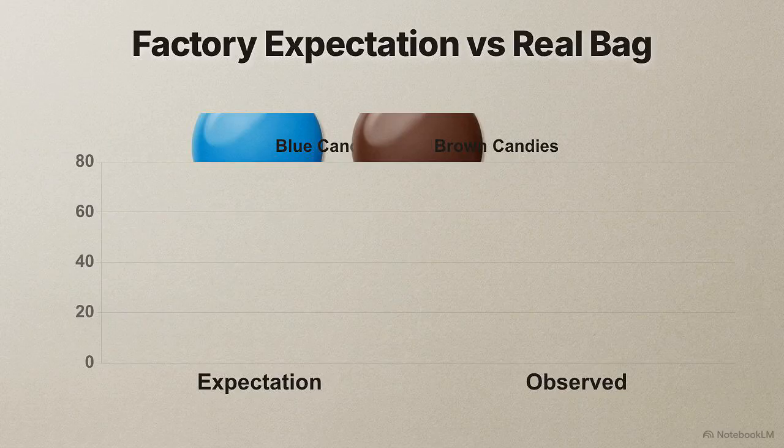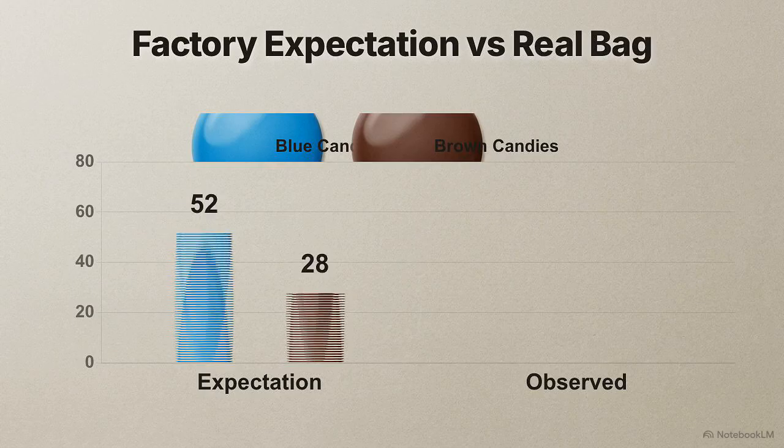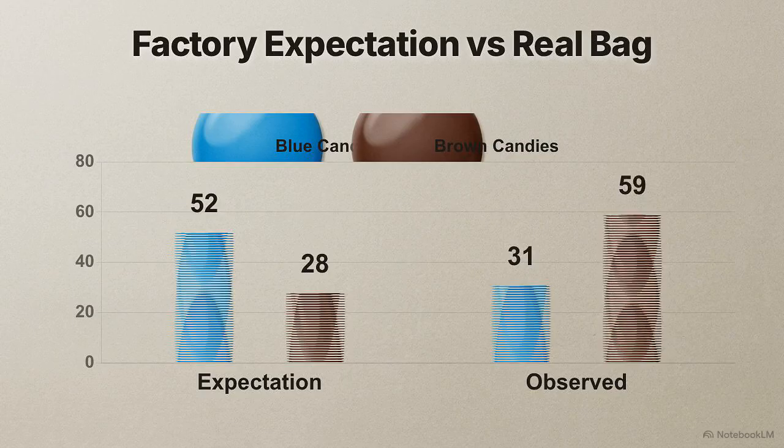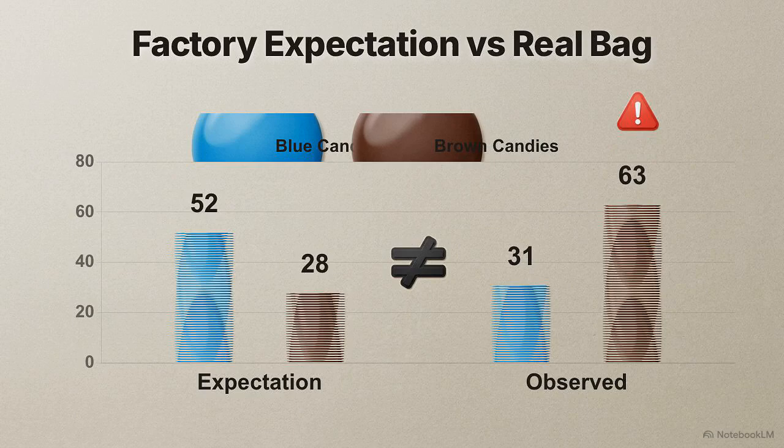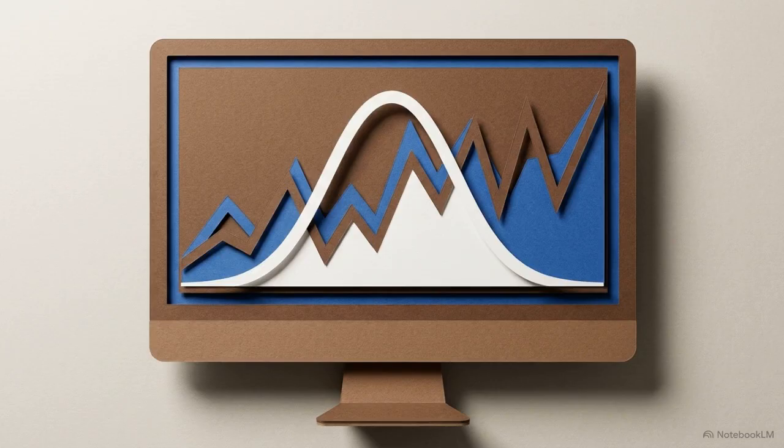Now we have a clear conflict between the perfect ratios we were promised and the uneven bag we observed in real life. Let's put our factory expectation on the left and our observed reality on the right. A bag this size should have 52 blue and 28 brown candies, but our real bag gave us only 31 blue and a massive 63 brown. Statisticians use a specific mathematical tool called the chi-square goodness of fit test to look at these types of differences.